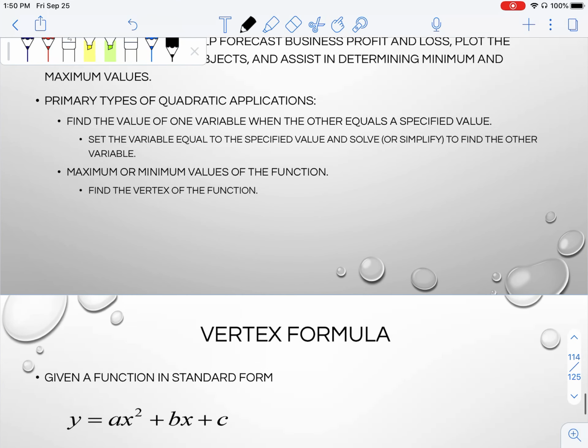The primary types find the value of one variable when the other equals a specified value. So if you know the x value, substitute x in to get the corresponding y. An example of that would be how high is the rocket after 5 seconds? You plug a 5 in for your time to get the appropriate height. Other ones are just plain when's the rocket hit the ground? That would be an x-intercept question. Others are just how high did it reach, or how low did it go, according to the given situation, which then you're just finding the vertex.